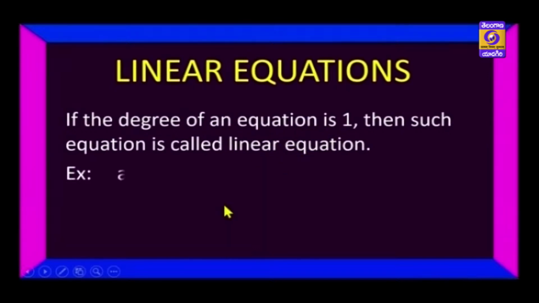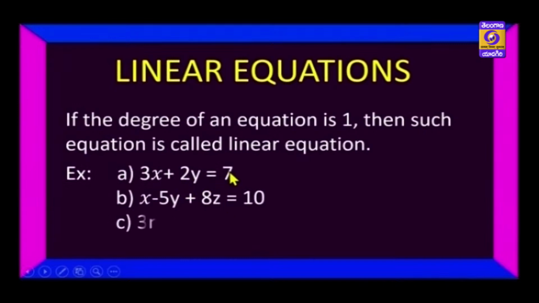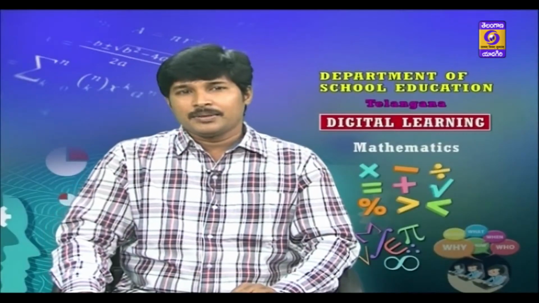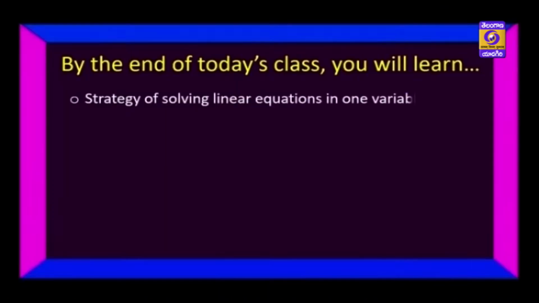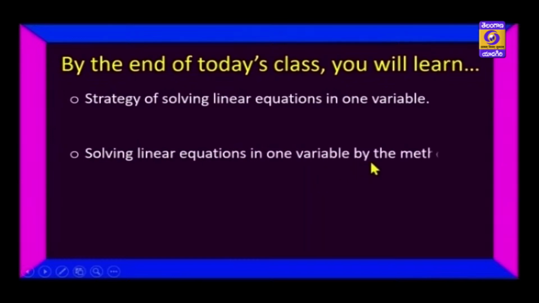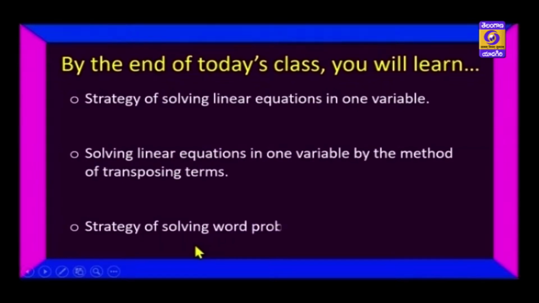For example, 3x plus 2y equal to 7 is a linear equation, x minus 5y plus 8z equal to 10, 3m plus 7n equal to 5. This is also a linear equation. And by the end of today's class, you will be learning the strategy of solving linear equations in one variable by the method of transposing terms, and of solving word problems with some examples.